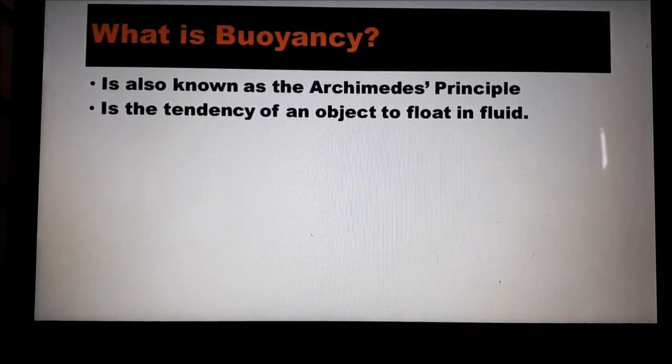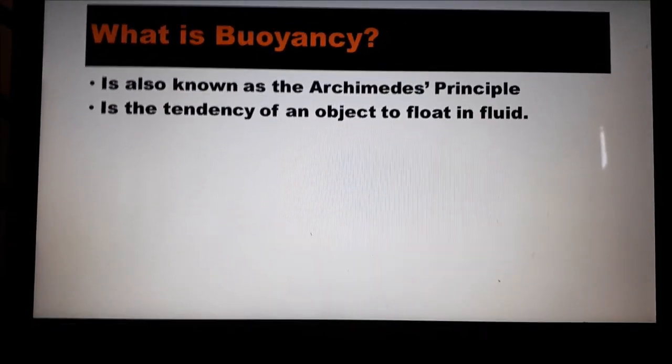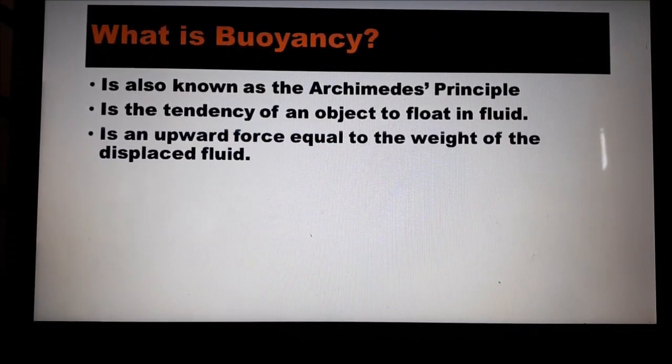Buoyancy is simply the tendency of an object to float in a fluid. It is an upward force equal to the weight of the displaced fluid. As we all know, when you put an object in the fluid, the object will displace the fluid, since no two objects can occupy the same space at the same time. So the object has to displace the fluid in order to occupy the space.